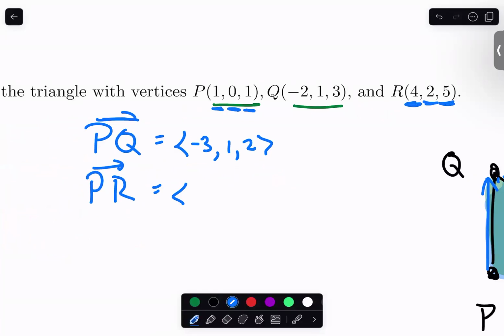If I start at 1 and end at 4, I must have taken 3 steps. If I start at 0 and end at 2, I must have taken 2 steps. If I start at 1 and end at 5, I must have taken 4 steps to go from P to R in each component.